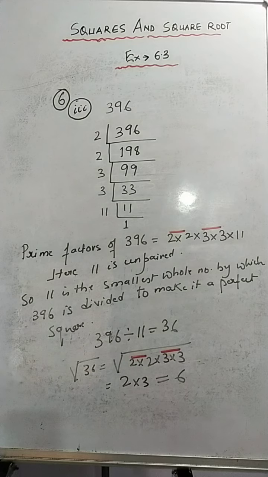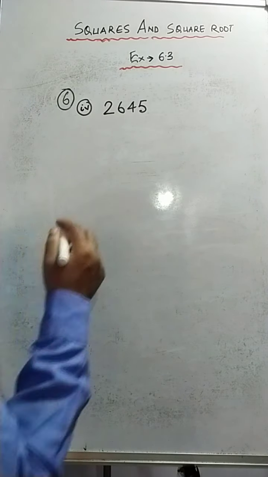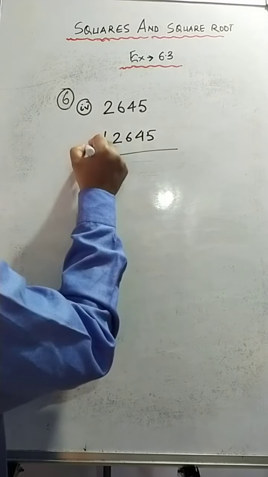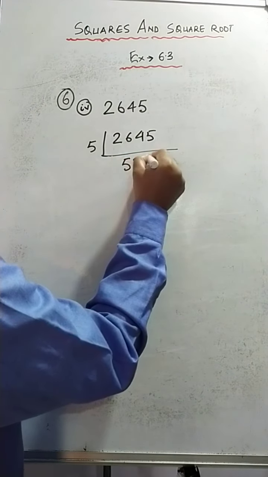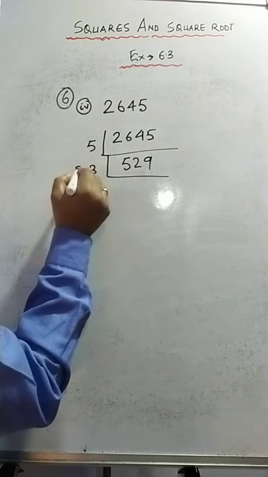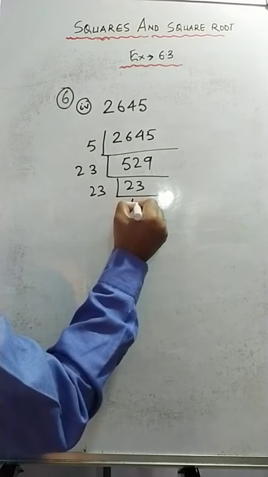So let's move on to the last sum of our today's session, sum number 4. Sum number 4, we have 2645. So is it divisible by 3? I guess no. No, this number is not divisible by 3. So directly we'll divide this with 5. So if I divide this with 5, the answer I will get is 529. And students, 529 is divisible by 23. That is 23 into 23 is 529. So 23 ones are 23.